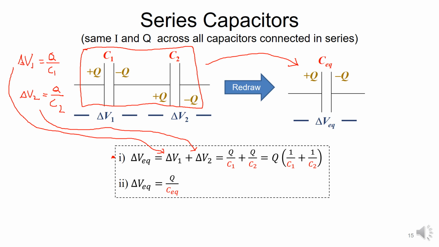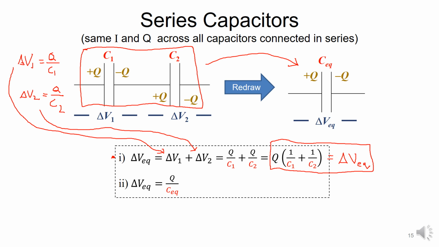All right, so we substitute for delta V1 and delta V2. We end up with the next line here. Delta V1 becomes Q over C1, delta V2 becomes Q over C2, and we can factor out a Q. Inside the parentheses, we'll have 1 over C1 plus 1 over C2, and the whole equation is equal to delta V equivalent. So we're calculating for delta V equivalent now, and then from there we'll calculate C equivalent. Okay, put it in a box.